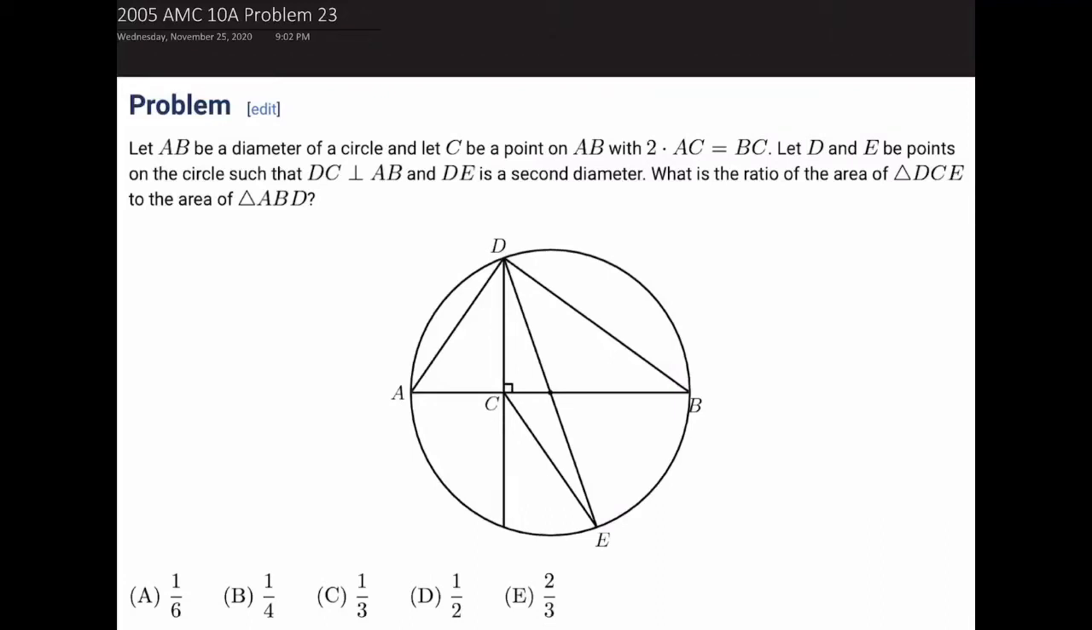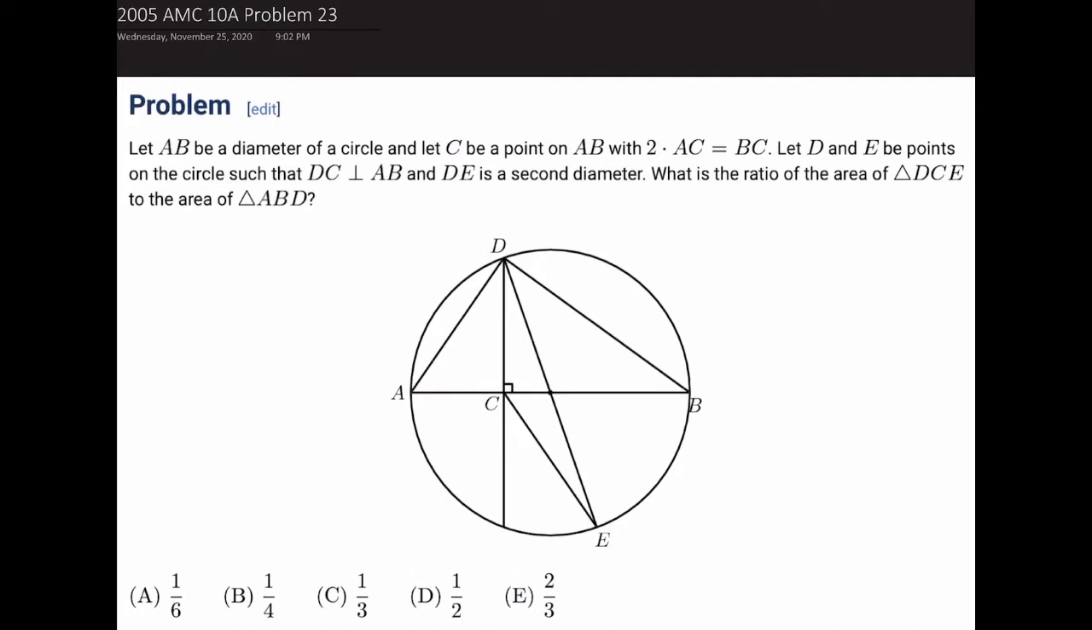I'm going to be solving the 2005 AMC 10A problem 23. So let's read through the problem. Let AB be a diameter of a circle, and let C be a point on AB with 2 times AC equal to BC. Let D and E be points on the circle such that DC is perpendicular to AB, and DE is a second diameter. What is the ratio of the area of triangle DCE to the area of triangle ABD?